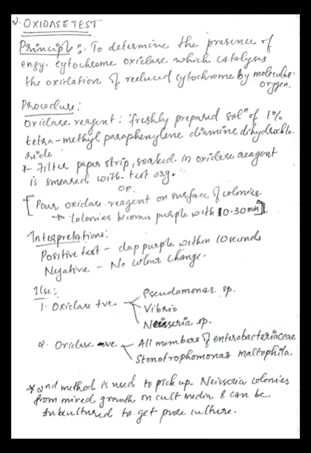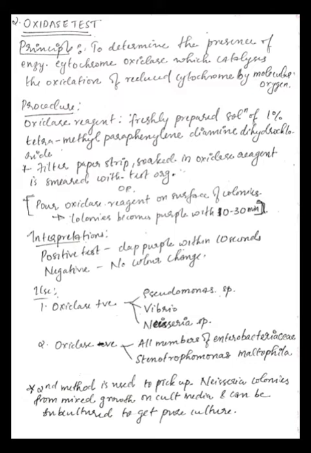Then we can go to the oxidase test. The principle is to determine the presence of the enzyme cytochrome oxidase, which can catalyze the oxidation of reduced cytochrome to molecular oxygen. So reduced cytochrome is oxidized to molecular oxygen in the presence of the enzyme cytochrome oxidase. Some bacteria are able to produce cytochrome oxidase, so we can identify which type of bacteria.